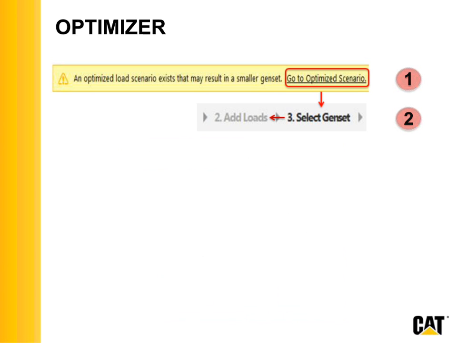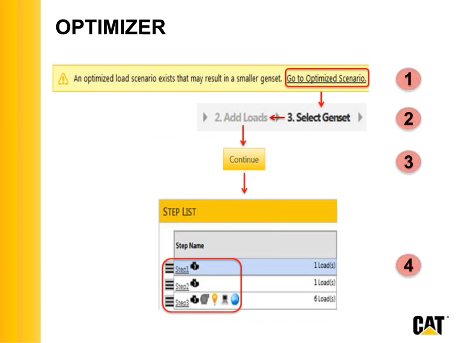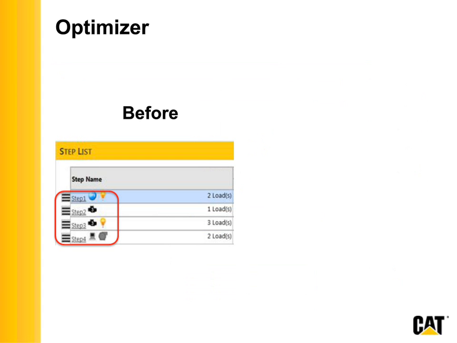So what it does when you click that link is take you back to the Add Loads page, okay? And so you'll look at the load scenario that the program has changed to, and then you have an opportunity to go back to the select genset page. So what we're looking at here is a sample comparison of what your load scenario may have looked like before you ran the optimizer and what it looks like after you run the optimizer, okay? Your loads will be resequenced.